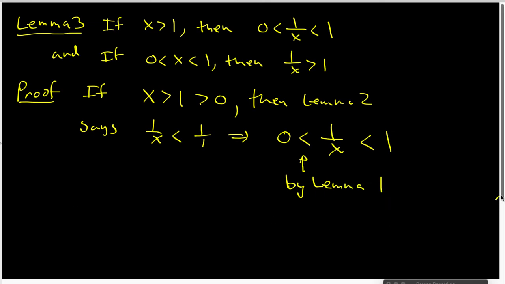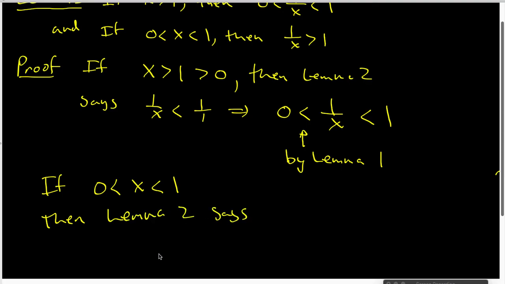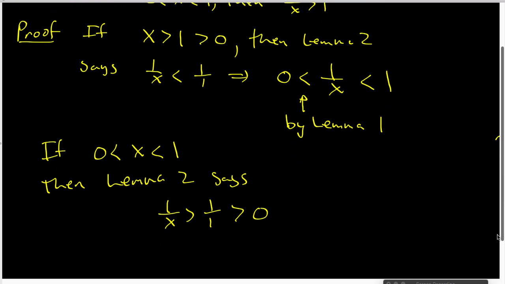On the other hand, if we look at the second part of this particular lemma, if 0 is less than x is less than 1, then lemma 2 says that 1 over x is bigger than 1 over 1, which of course is bigger than 0. But 1 over 1 again is just 1. So we have 1 over x is indeed bigger than 1. And that completes the proof of this third lemma.